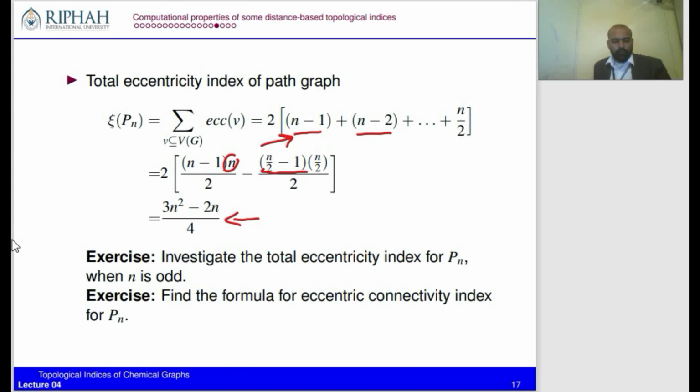Some further exercises for practice. Investigate the total eccentricity index for Pn when n is odd, because this result is only true when n is even, and find the formula for the eccentric connectivity index for the path graph Pn.